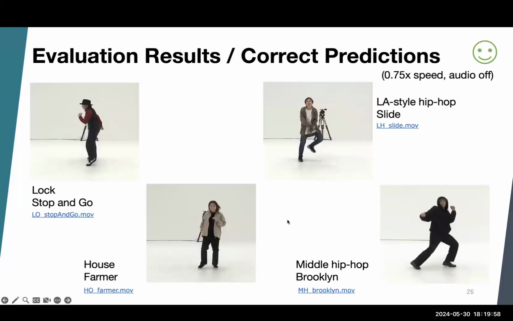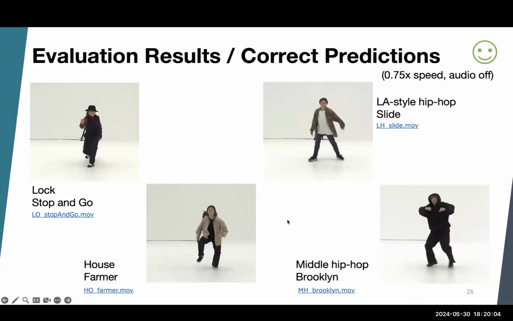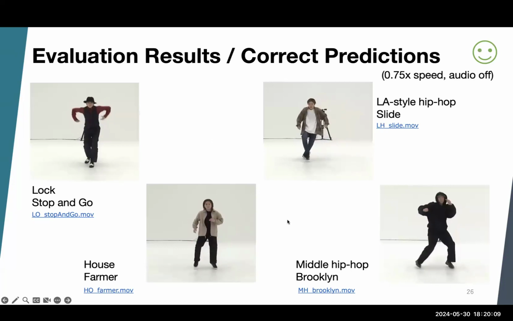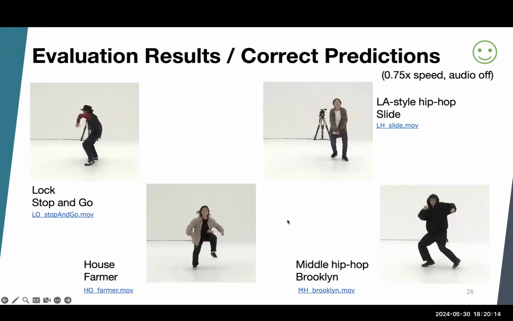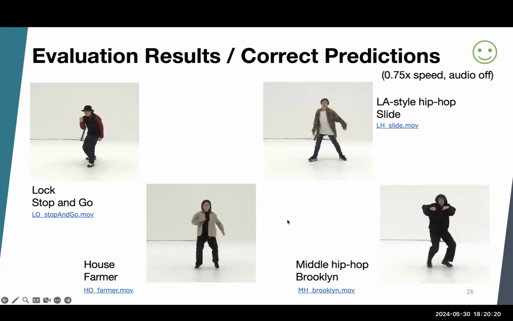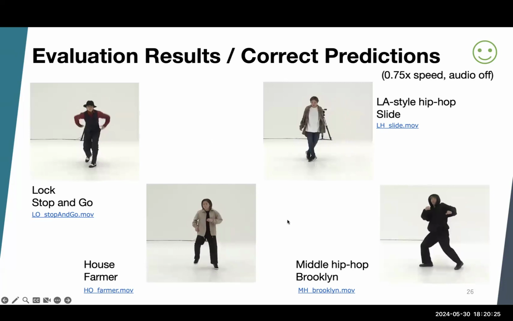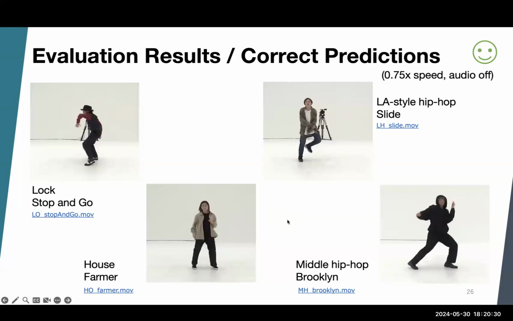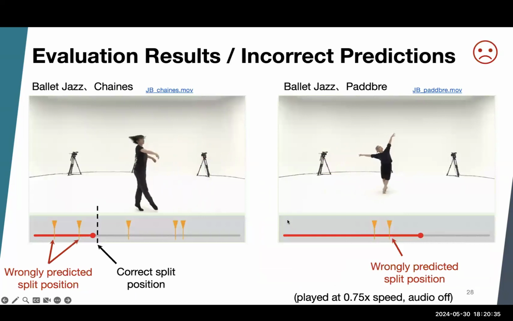Here are some examples of successful segmentation predictions made by the proposed model. For instance, this video features the stop and go move from rock dance, where the entire movement is segmented correctly. Similarly, this video shows the slide move from LA style hip hop, which is also segmented correctly. These dance genres have more movements that align with the beat of the music, making segmentation easier for the network to learn and predict.